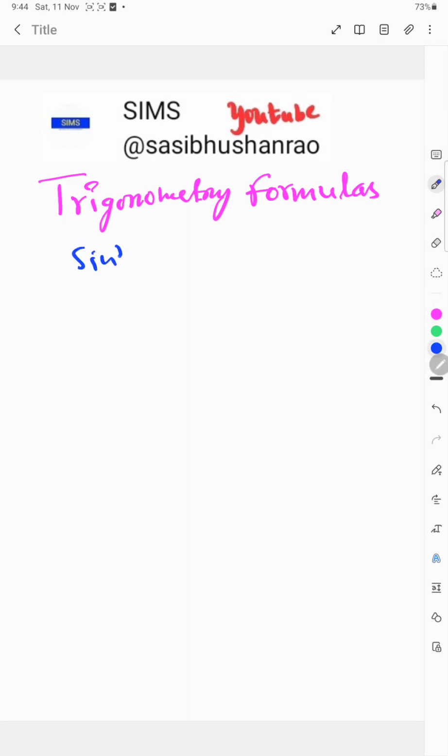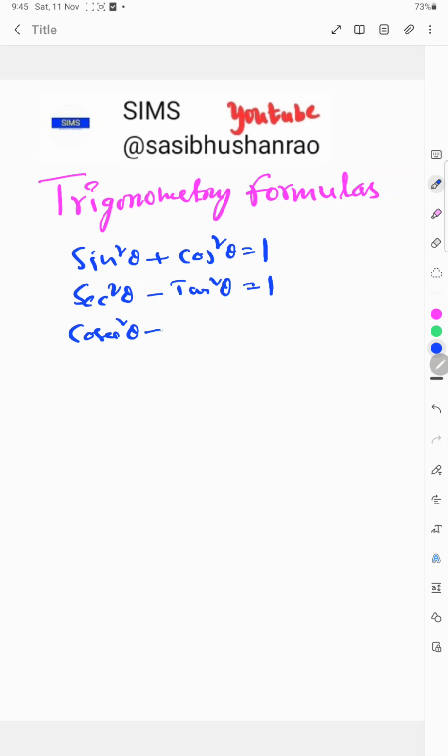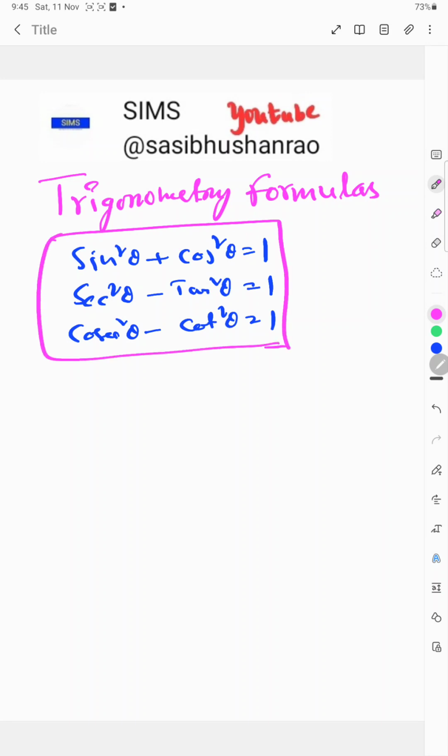Sin square theta plus cos square theta is equal to 1, and secant square theta minus tan square theta is equal to 1, and cosecant square theta minus cot square theta is equal to 1. Now we prove sin theta and cos theta, secant theta, tan theta, cosecant theta, cot theta.